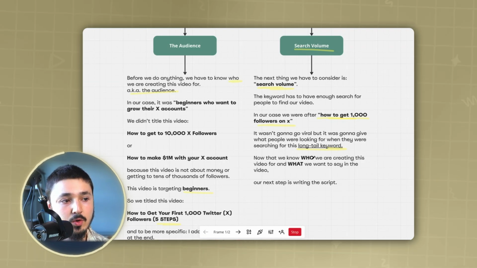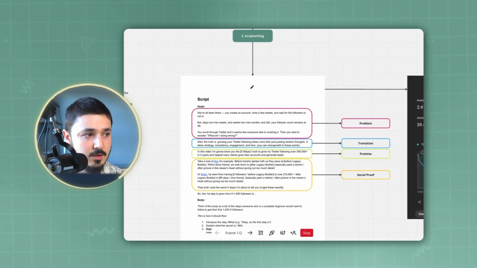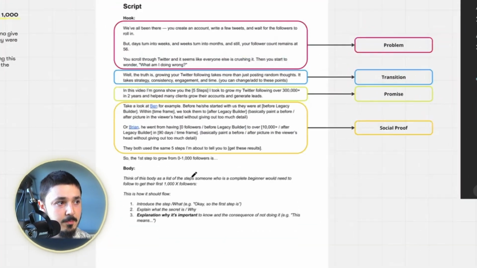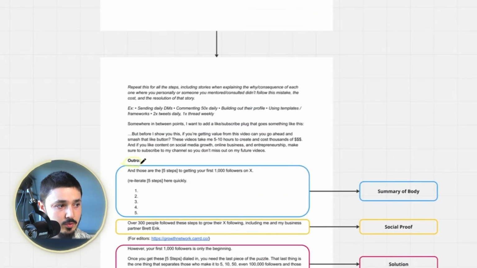Now that we know who we're creating this video for and what we want to say in the video, our next step is writing the script. As you can see, this is our script. It's about 2 pages and some change. We have 3 main sections. So we start with a hook, then we have a body section, and we have an outro. This is where we plug in our offer and give our CTA.